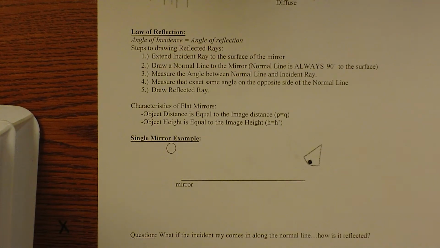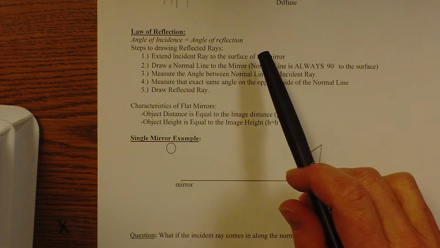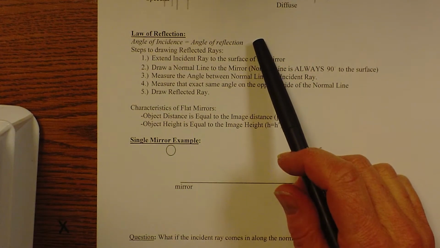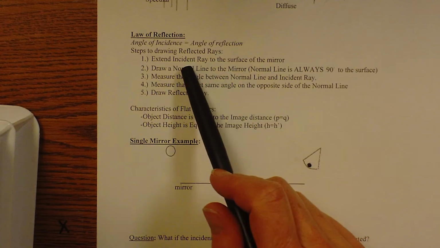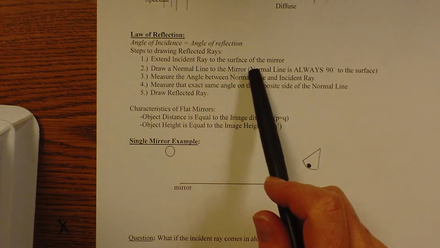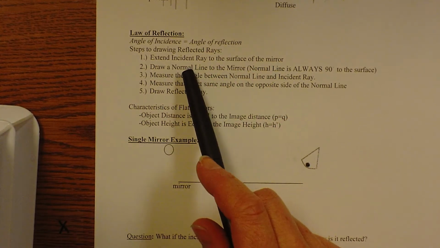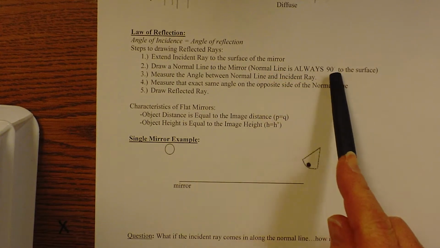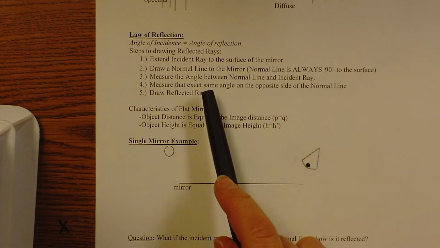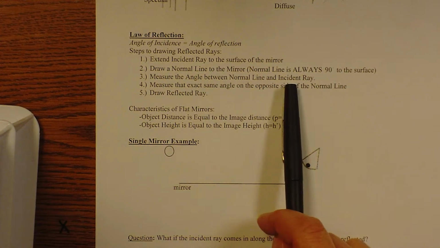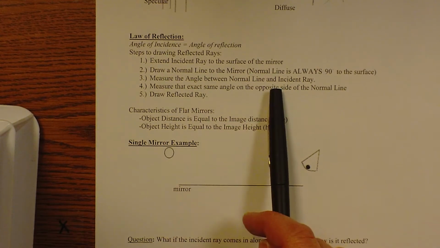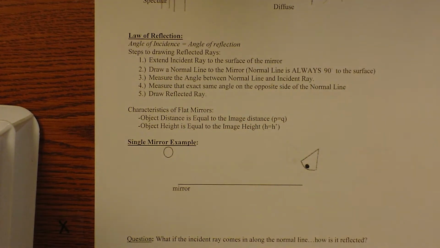So to sum up, for our law of reflection, the angle of incidence equals the angle of reflection. When we draw reflected rays, what we want to do is extend the incident ray to the surface of the mirror. We're going to draw a normal line to the mirror. A normal line is 90 degrees. We're going to measure the angle between the normal line and the incident ray, measure that exact same angle on the opposite side of the normal line, and draw the reflected ray.